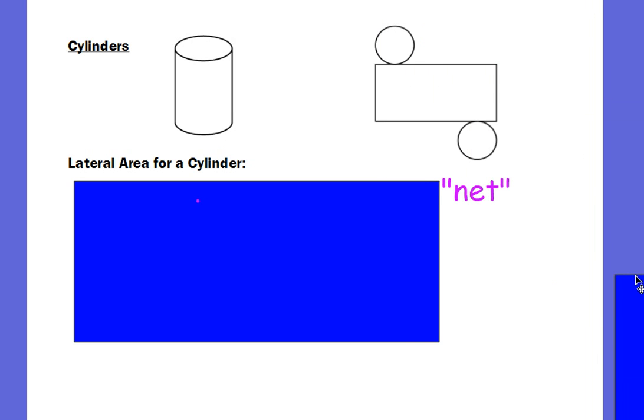And you could put the circles in different locations. You could put them on the ends here. You could move those around, but your net should look similar to this.